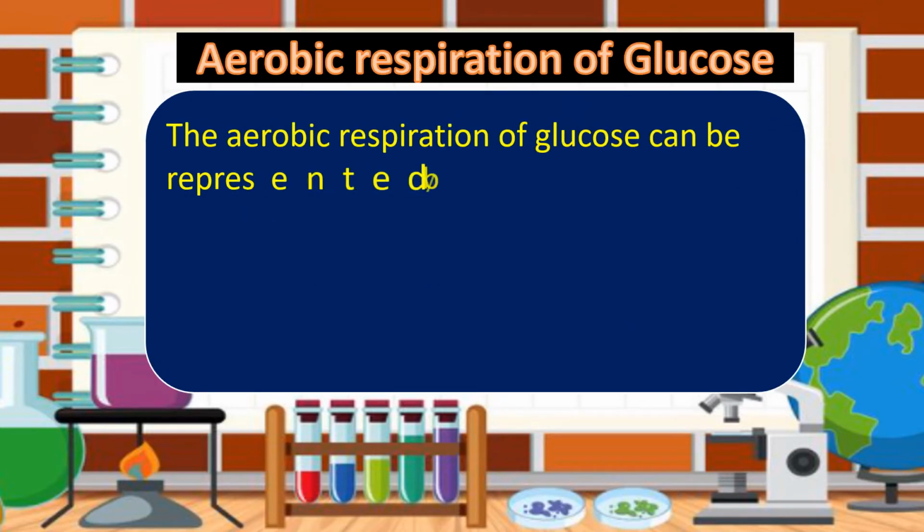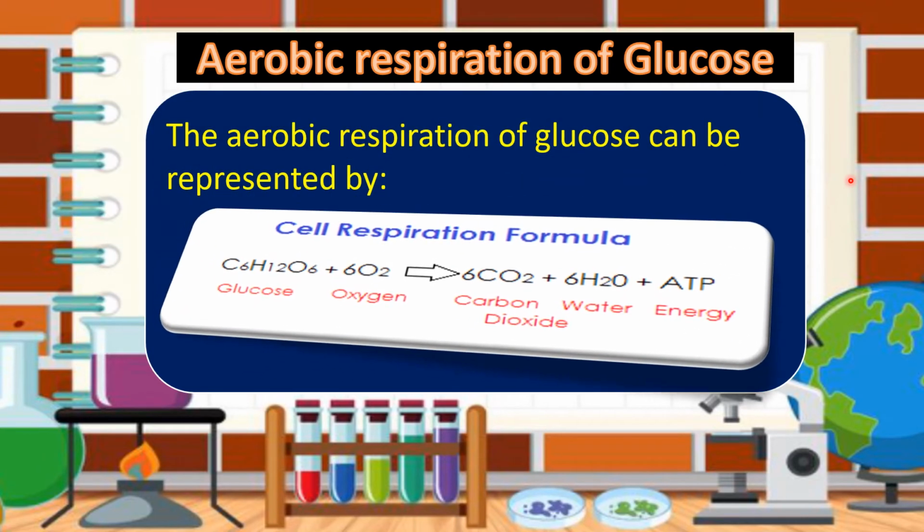Next, aerobic respiration of glucose. The aerobic respiration of glucose can be represented by this formula. So we have glucose, C6H12O6, plus 6 oxygen. So these are the reactants and these are the products. At the end of the process, we have 6 carbon dioxide, 6 water, and ATP, or the energy.